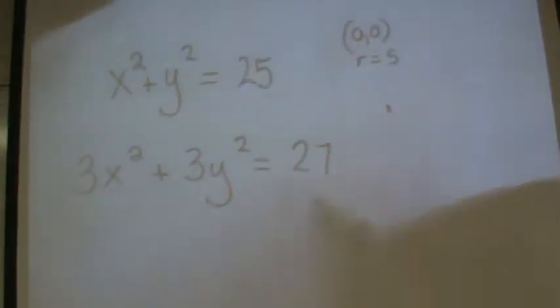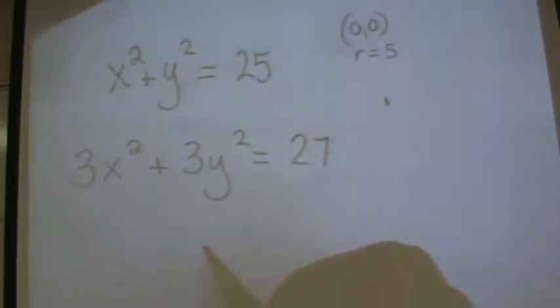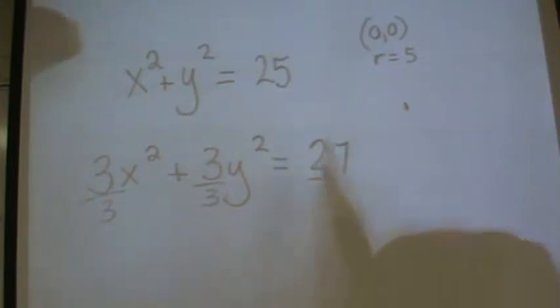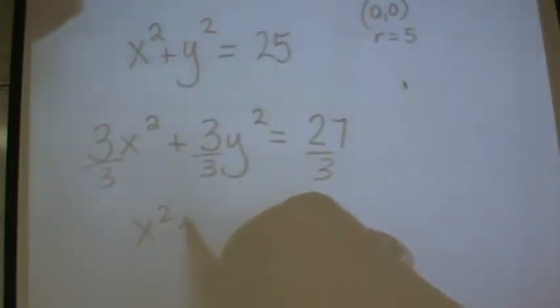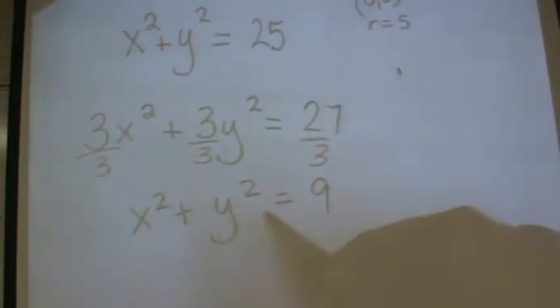What did we do? We did a problem similar to this yesterday. What did you do with this? Divided everything by 3. So this is a circle with a center of 0, 0, and radius is 3.